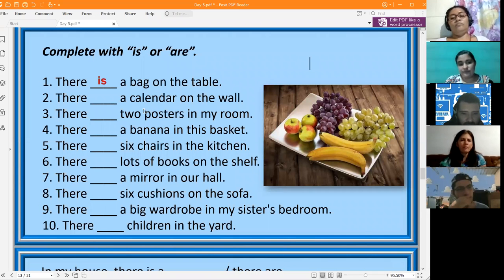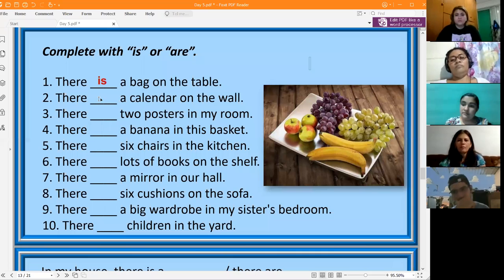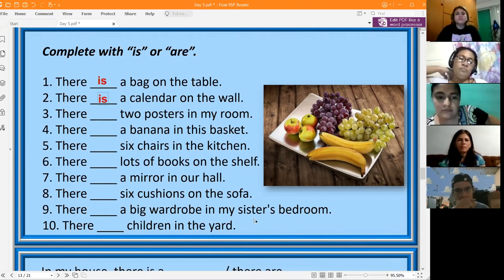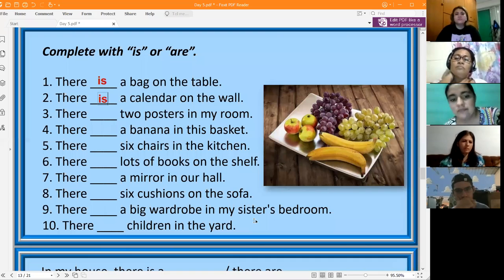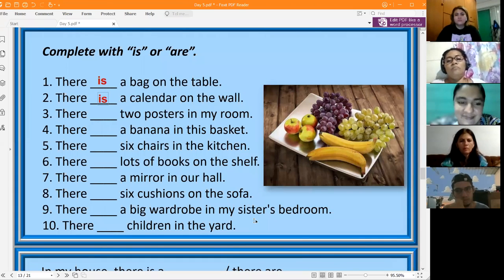Number two, Nuria, how about number two? There is a calendar on the wall. What does a calendar have? How many months are there in a calendar? It has 12 months. 12 months. Exactly. There are 12 months in a calendar.